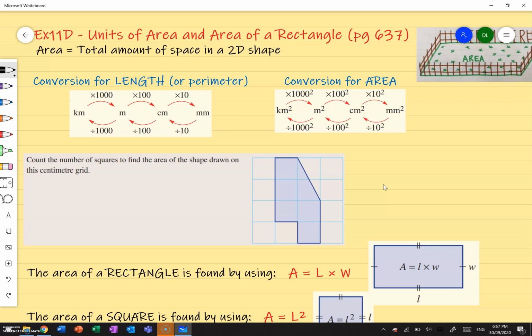This is exercise 11D on units of area and area of a rectangle, which is on page 637. Like I mentioned last lesson, area and perimeter are actually very, very related. Perimeter is the distance around a 2D shape, and area is the total amount of space in a 2D shape. Because they're linked, we use the same kind of information, but we get a different answer, of course, because we're looking at different things.